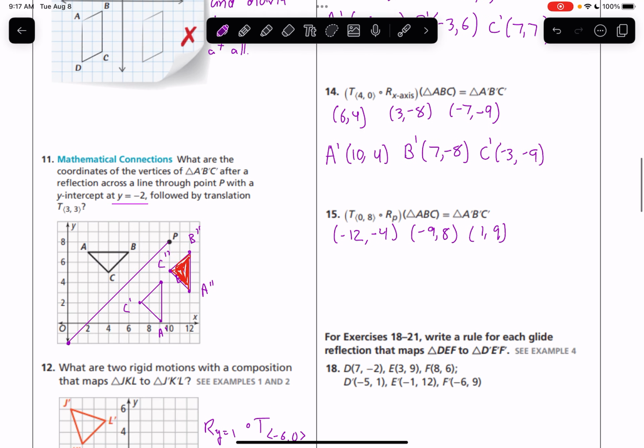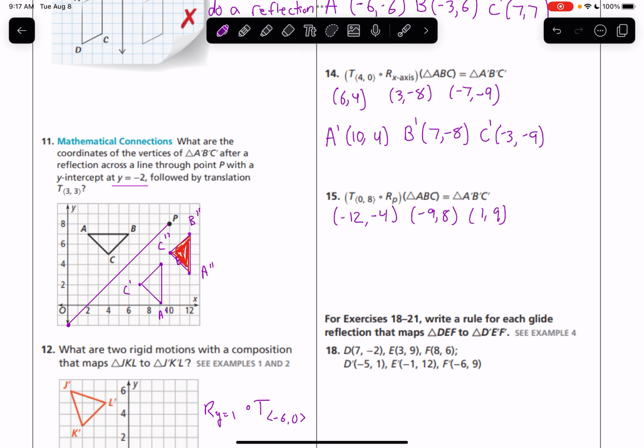Then I need to do a translation up 8 units. Change my y coordinate by 8 units. So that would make A prime -12, -4 plus 8 is 4. B prime is going to be -9, 8 plus 8 is 16. C prime is going to be 1, 9 plus 8 is 17. And that'll be your answer.